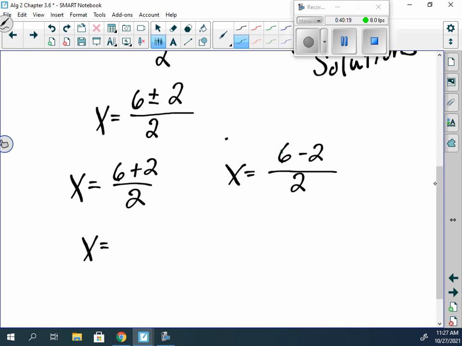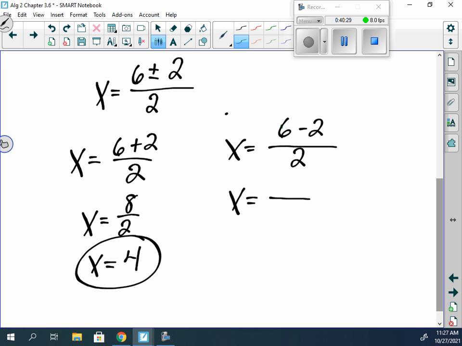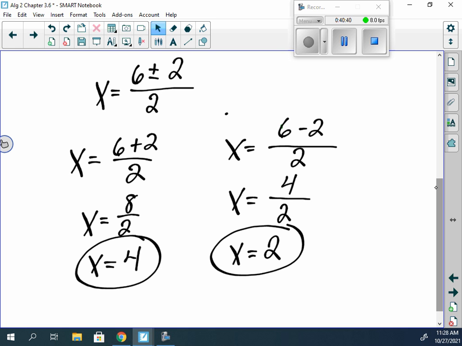Well, 6 plus 2 is 8, and 8 divided by 2 is 4. Here, 6 minus 2 is 4, and 4 divided by 2 is 2. So the two solutions for this here would be 4 and 2. Any questions on this here?